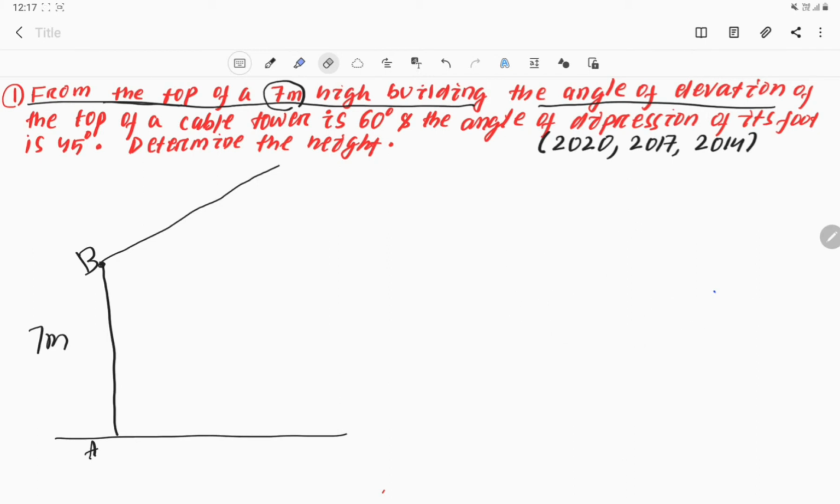So what is given, answer the question. It is given the angle of elevation of the top of a cable tower. So from the top of the building to the top of the tower, let this point be the top of a tower. Let's give names to the tower. Let it be C and D. Okay, CD is the height of the tower, and from this point, this is your angle of elevation.